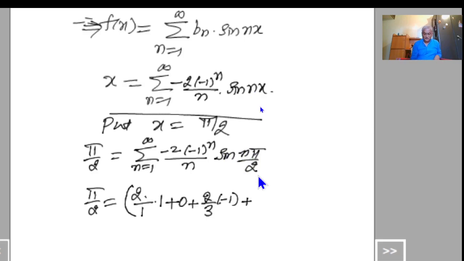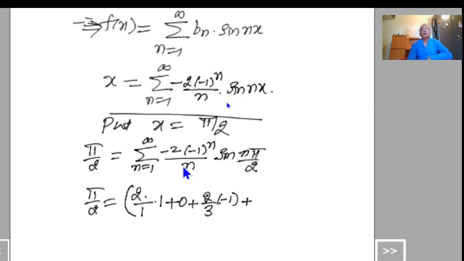Next, if I put n equal to 4, what happens? If I put n equal to 4 here, 4 by 2 is 2. This becomes sin of 2 pi. Sin of 2 pi value is equal to 0. So therefore here, next I will go for n equal to 5.